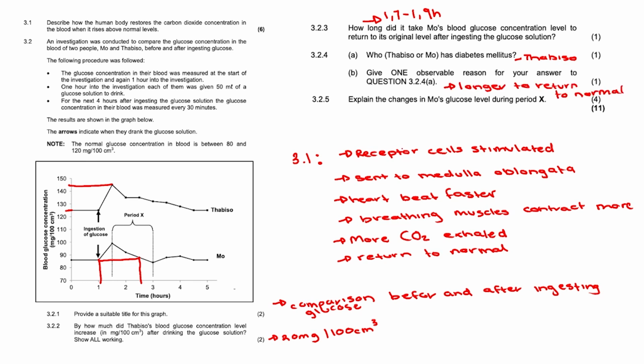Explain the changes in Mo's glucose level during period X. Period X being from when it spiked to its highest to when it reached its lowest. Therefore, when his blood glucose level is high, insulin is secreted into the blood. This causes the conversion of excess glucose into glycogen. Therefore, it stimulates the cells to absorb more glucose, thus decreasing the blood glucose level.